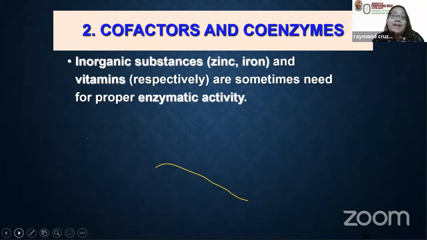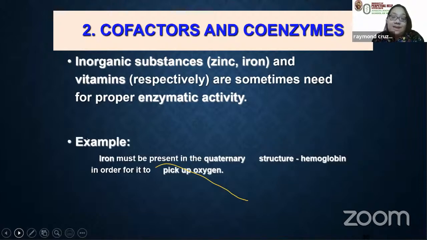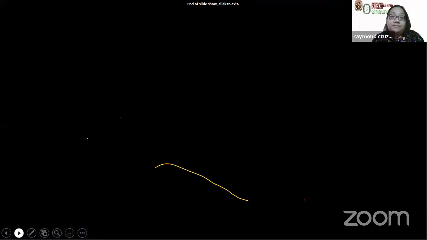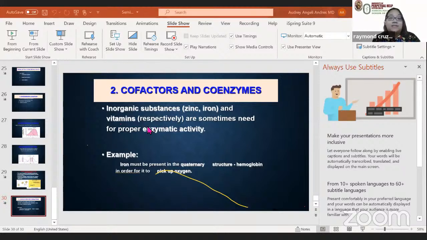Cofactors and coenzymes are substances which facilitate your enzymes to work. These are, as mentioned, some vitamins, etc. For example, iron must be present in the quaternary structure of hemoglobin in order for it to pick up oxygen. So that is your review on coenzymes.